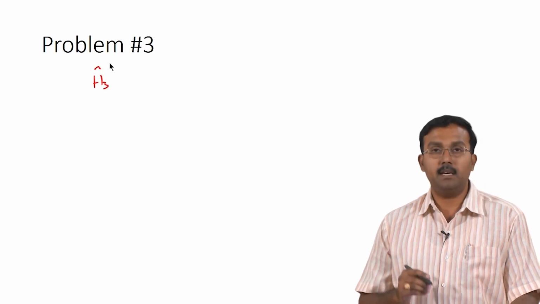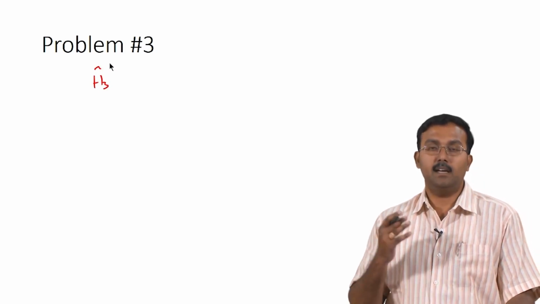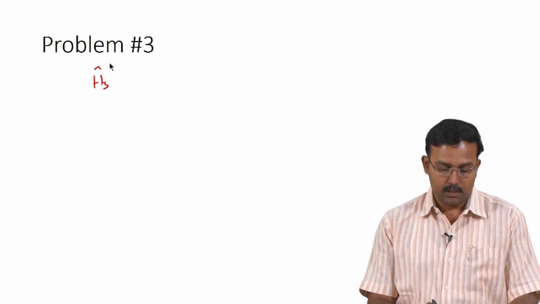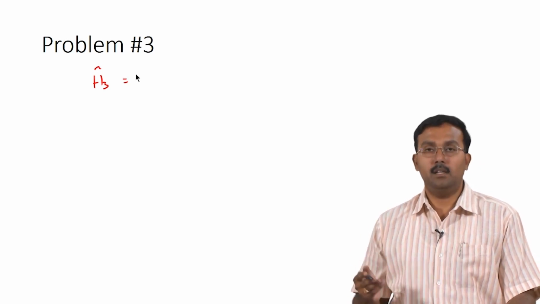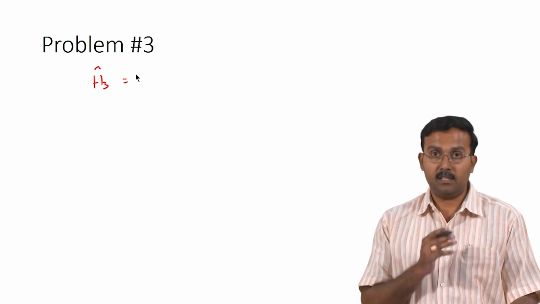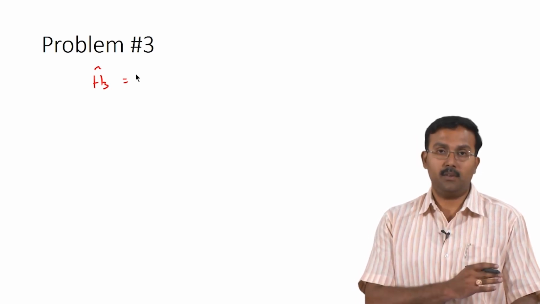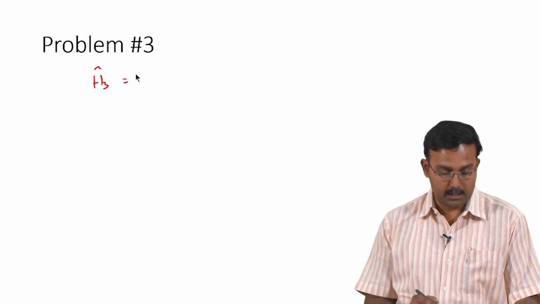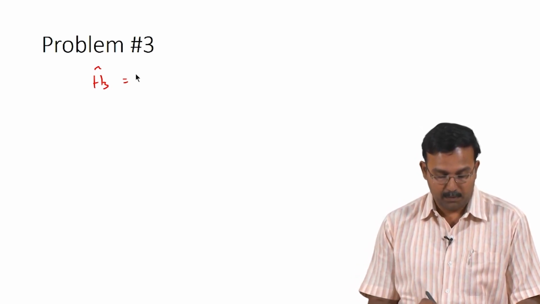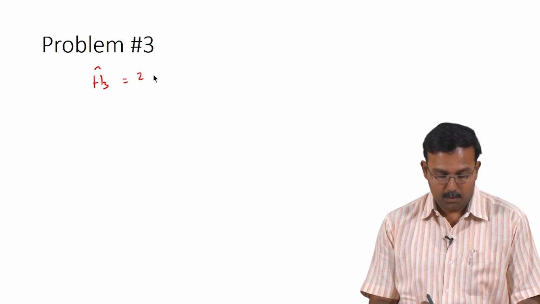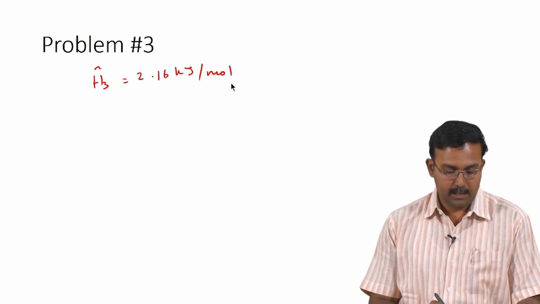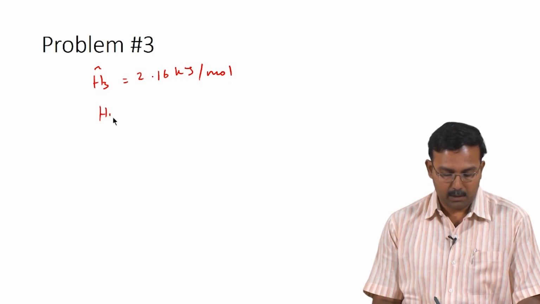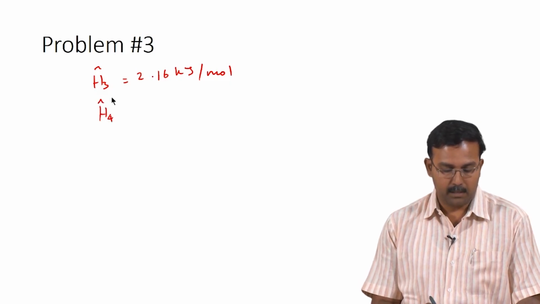H3 cap is nothing but hydrogen gas at 100 degrees Celsius. So, this is only the heating of hydrogen gas from 25 degrees Celsius, which is the reference state, to 100 degrees Celsius, which is the exit purge condition. So, this value can be obtained from the table, which would be 2.16 kilojoules per mole, and H4 cap can also be obtained from this kind of a table.